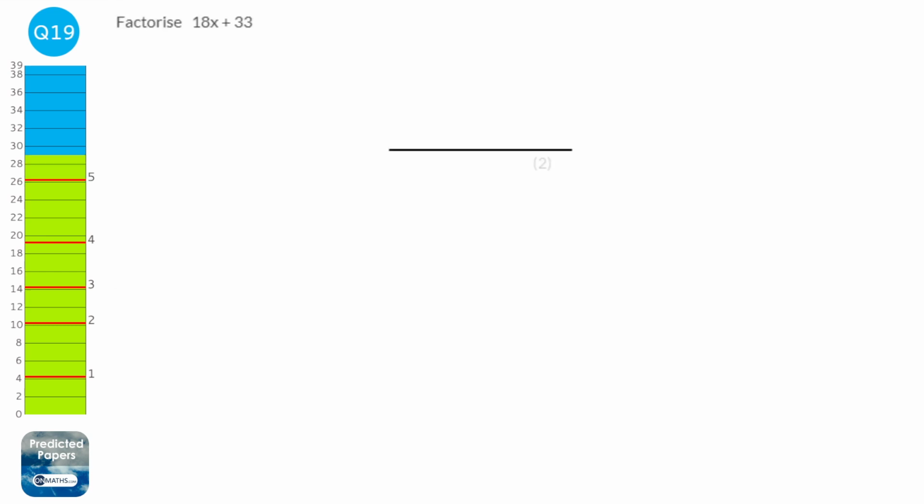Factorising is the opposite of expanding. So instead of multiplying something out of a bracket, we're putting it in a bracket. I'm going to start just by putting the bracket down. And we're going to ask ourselves, what number can we divide out of 18 and 33? And we need the biggest number we can divide out of both of them. So we're essentially looking for its highest common factor. So 18 and 33, that would be 3. And there's no letter we can divide out of both of them because 33 doesn't have a letter.